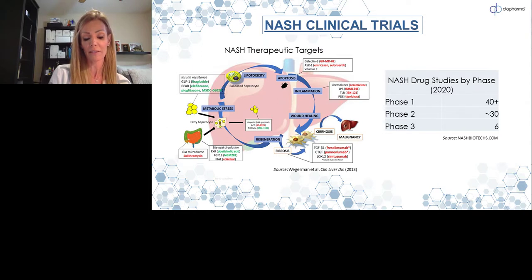The number of trials for NAFLD and NASH that are initiated each year has been increasing exponentially, and there are currently around 80 active NASH trials underway. The first drug with a NASH therapeutic indication, obeticholic acid or Ocaliva, is expected to get conditional approval by the FDA sometime this year. But there are many more drugs with promising clinical trials data in development.